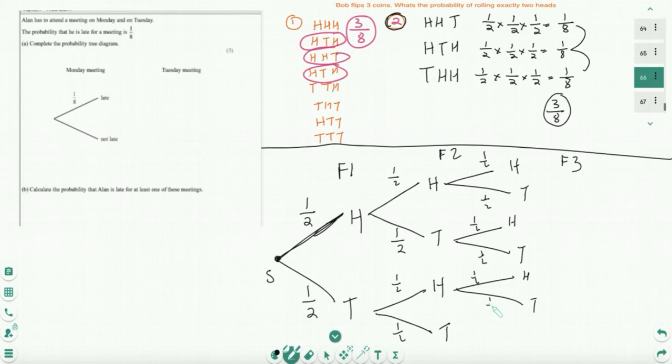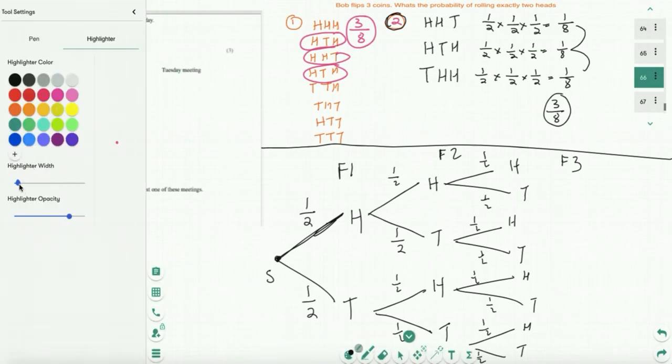1/2 and 1/2. And tails, tails, flip it one more time. We can get a heads or tails. 1/2 and 1/2. Since all the probabilities are the same, we probably didn't have to write down 1/2 so many times, okay? So that's step one. We draw our tree.